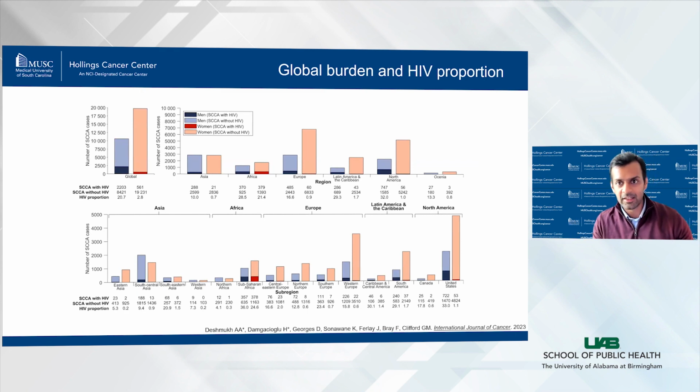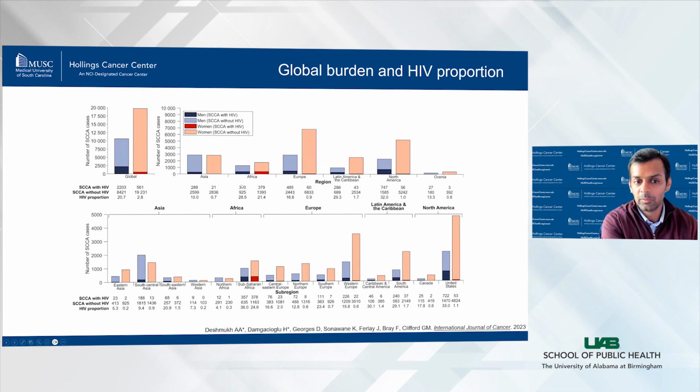What we observed is that, given the high risk of anal cancer among persons living with HIV, if we quantify HIV-infected anal cancer cases worldwide, nearly one-fifth of all anal cancer cases among men occurred among persons living with HIV, whereas the contribution of HIV to anal cancer burden among women was lower, less than 3%. The contribution of HIV to anal cancer burden varies substantially by world region. It's highest in North America, for instance, where one-third of all anal cancer cases among men occur among persons living with HIV.